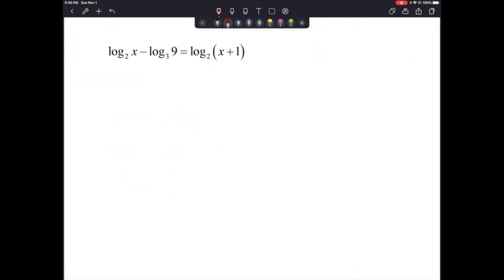All right, last one. Log base 2 of x minus log base 3 of 9 equals log base 2 of the quantity x plus 1. So first thing here, now we've got multiple logs on the side, but they have different bases. Well, let's just take a quick look at this one. Log base 3 of 9, I think, actually has a value. We could say that that's the same thing as 2. So we have log base 2 of x minus 2 is equal to log base 2 of the quantity x plus 1.